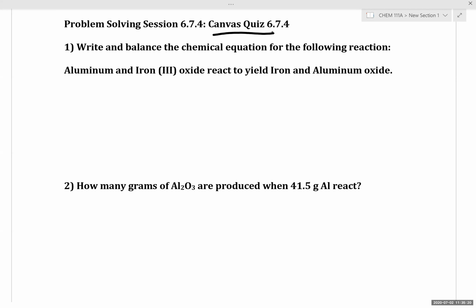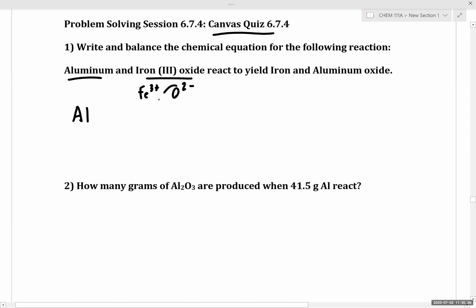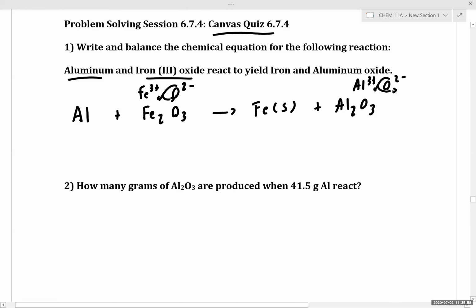And the responses I see so far via Canvas, students have even gone ahead and are starting the stoichiometry portion already. Let's discuss next just our balanced equation. So aluminum has the formula of Al, iron 3 oxide. So we have Fe3+, O2-. We cross our charges and that gives us Fe2O3. Iron is Fe. Aluminum oxide is Al2O3 because we have aluminum 3+ and O2- crossing our charges.